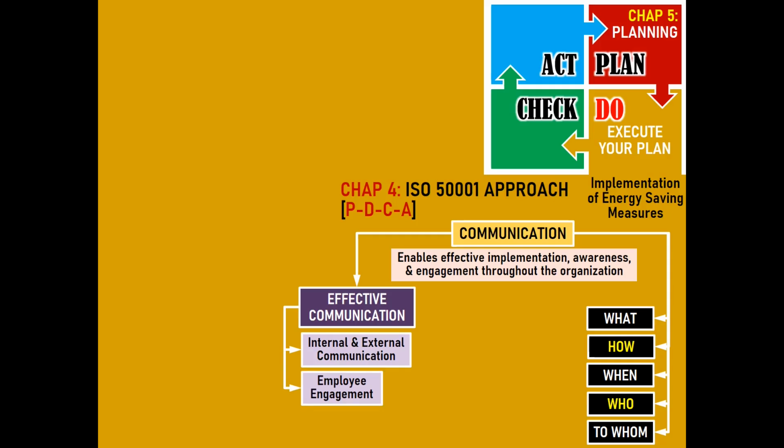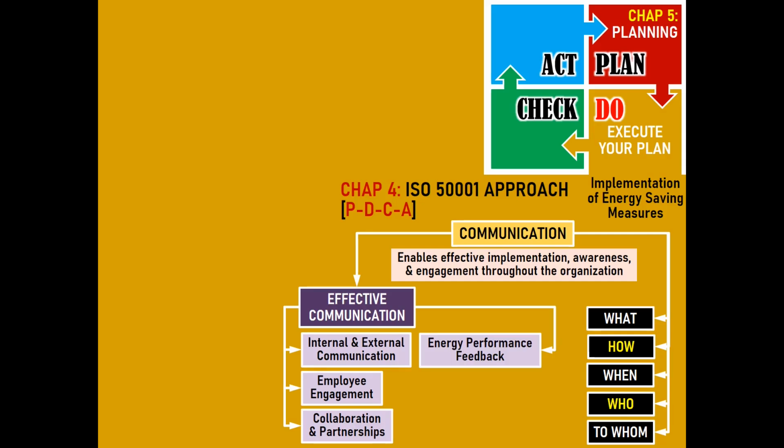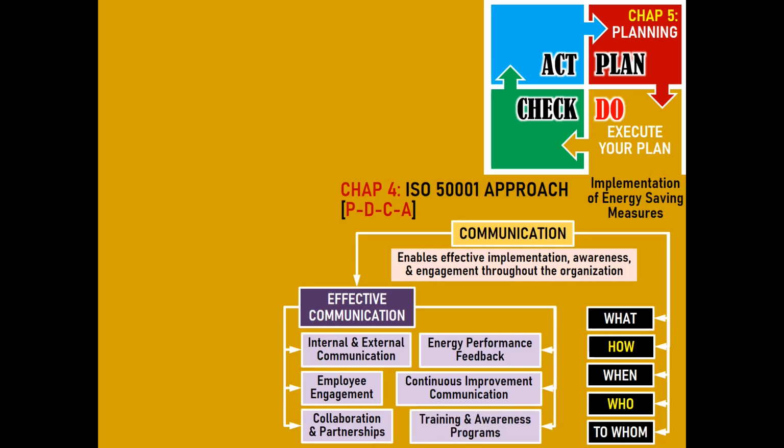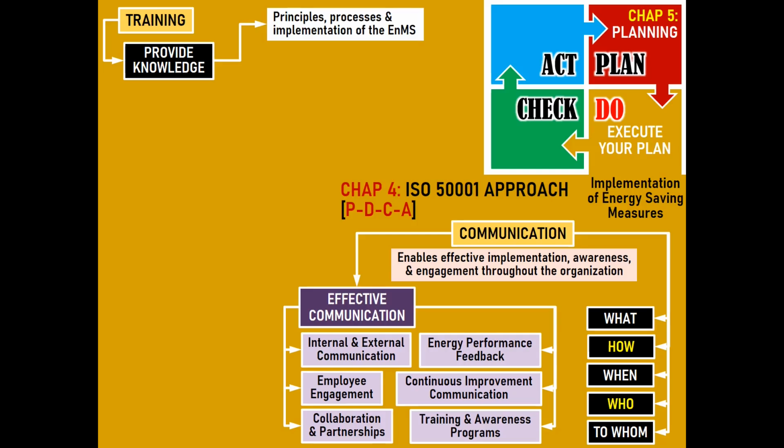We need to involve employee engagement. We need to have collaboration and also partnership. We need to have energy performance feedback, continuous improvement communication, and also a training and awareness program for all stages in terms of staff categories. We also need to provide specific training to provide knowledge for all staff, at all levels in the organization. The knowledge is in terms of the principles, processes, and implementation of the energy management system.